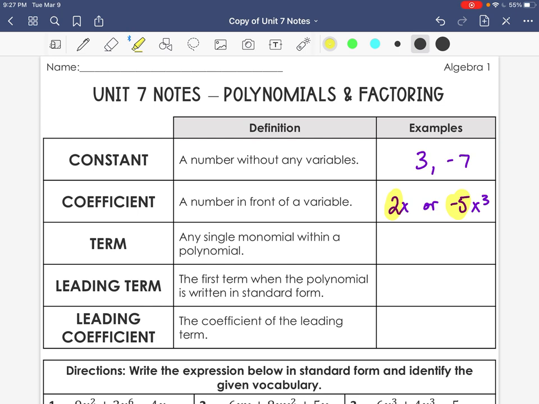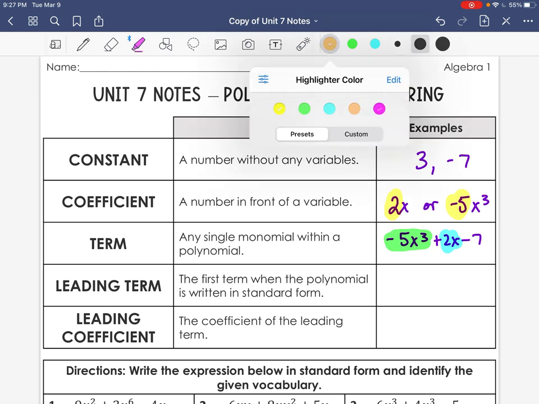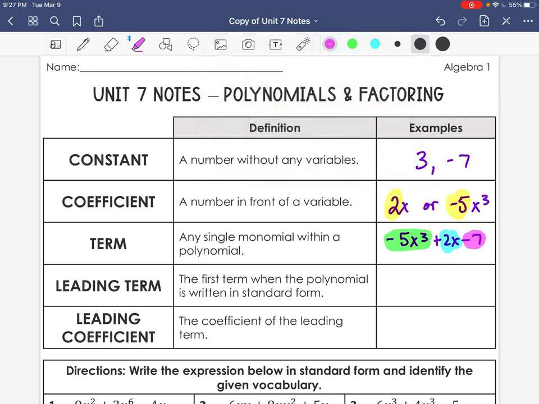A term is a single monomial within a polynomial. So if we were going to have, we'll just use these numbers we already have here, negative 5x to the 3rd plus 2x minus 7, then a single monomial here, or a term, like negative 5x to the 3rd is a term. 2x is another term. Negative 7 is another term. So each individual number separated by those pluses and minuses is a term.